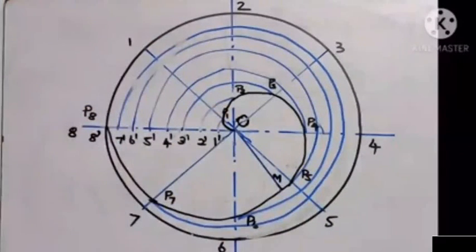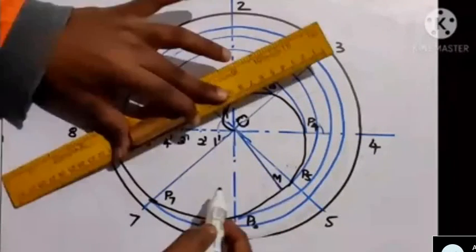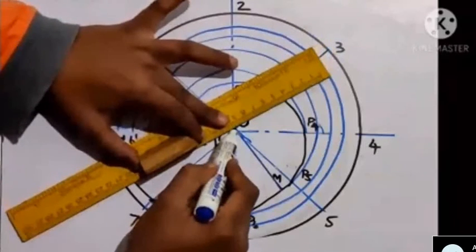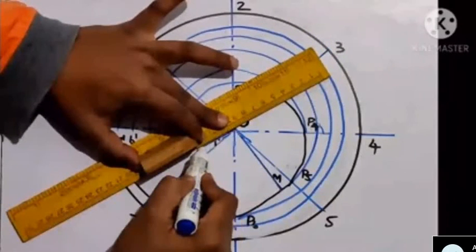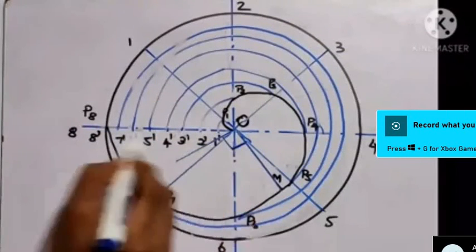After that, you need to draw a line perpendicular to that particular line. So I'm going to draw a perpendicular line to that, something like that it will come. So perpendicular to this line, this angle should be 90 degrees.